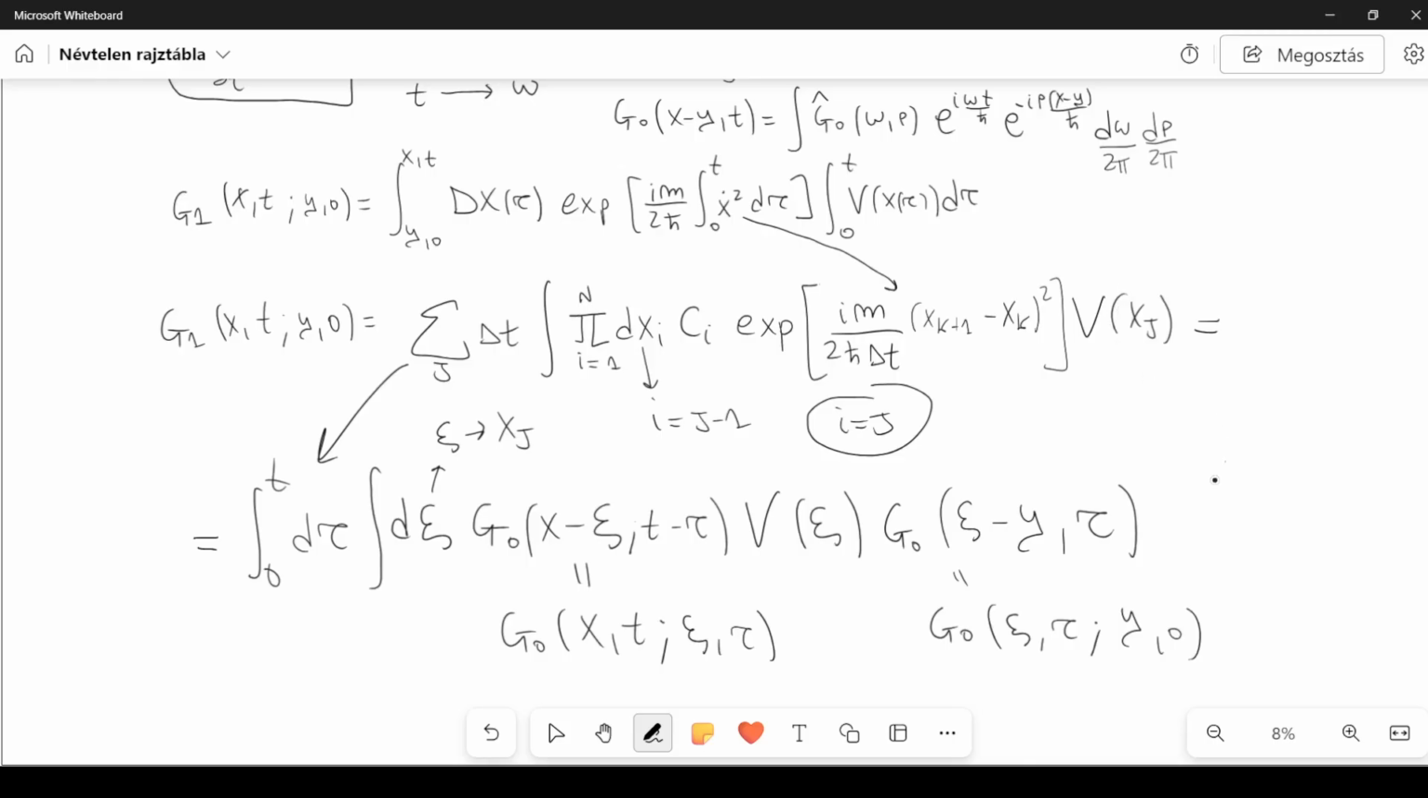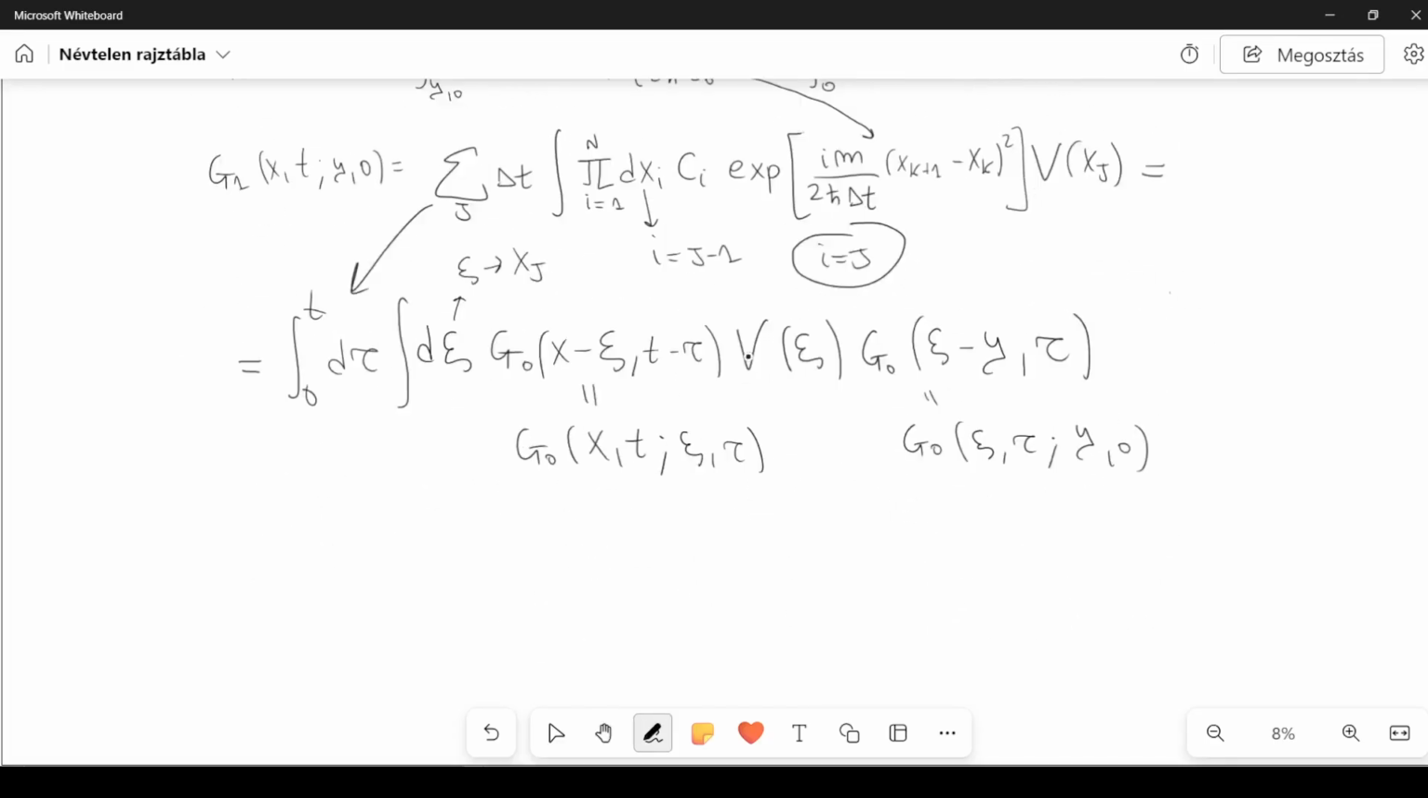So it means that we have a free propagation from this point to this point. Then here we still have v of xi, which is this v of x sub j in the discrete case, which tells us that there is something happening at the point xi. There is some interaction, and that will become more manifest later. But after that, we have another free propagation from this point at this time to this point at this time.